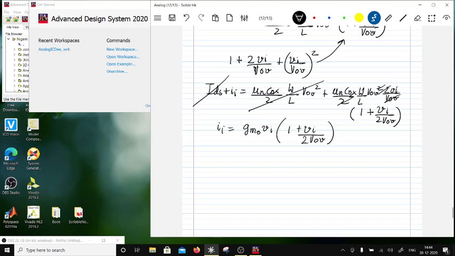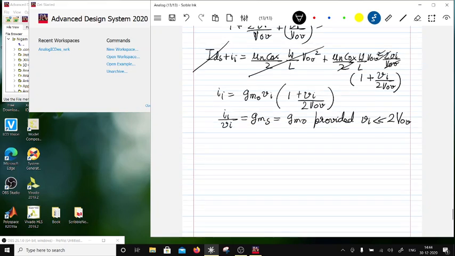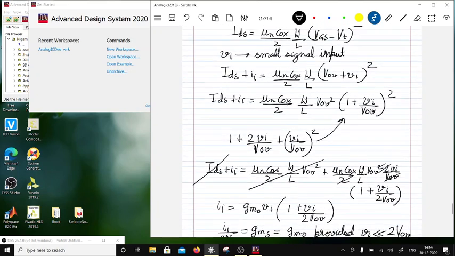Now Ii divided by Vi is GM small signal, which should be equal to GM0 provided Vi is much smaller than twice V overdrive. Okay, so over here we have proven that as long as the input voltage is less than twice the overdrive voltage of the device, the signal can be regarded as a small signal.